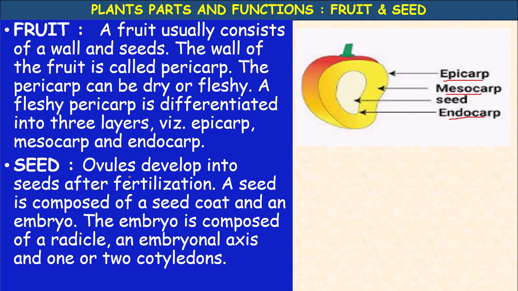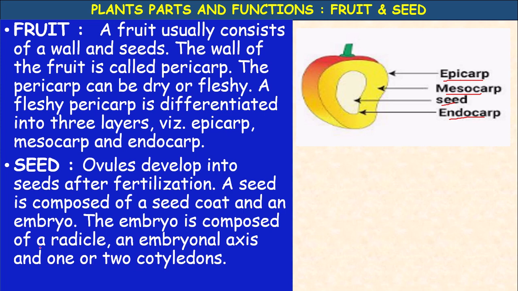The seed is the ovule. After fertilization, the ovary develops into the fruit and the ovule develops into the seed. A seed is composed of a seed coat and an embryo.